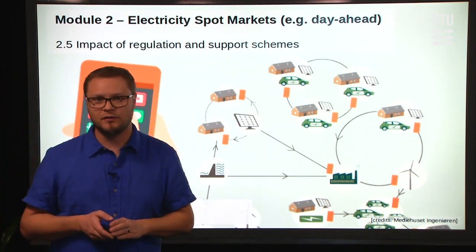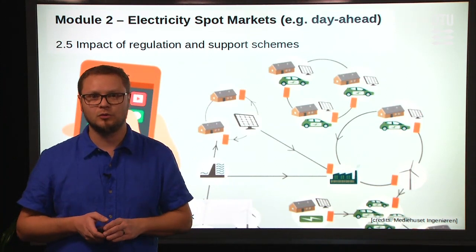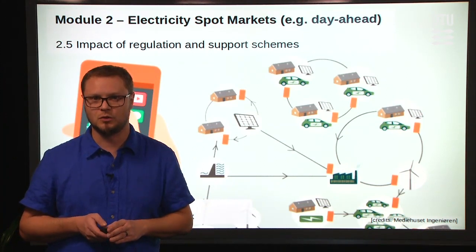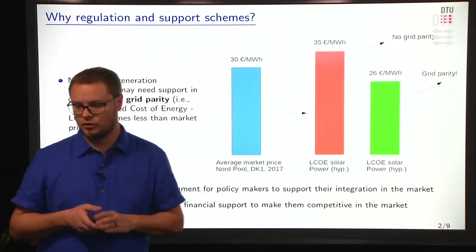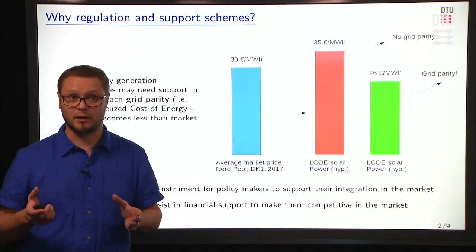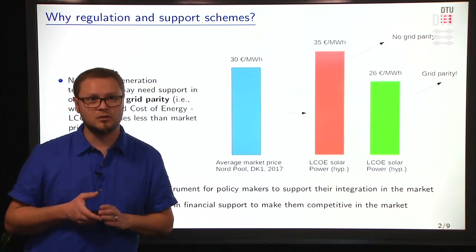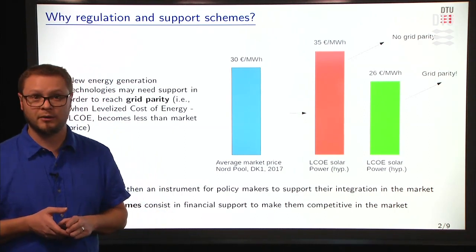Hi, we'll now finish Module 2, Electricity Spot Markets, with the fifth block, 2.5, Impact of Regulation and Support Schemes. Why regulation and support schemes? You need to think about new energy generation technologies entering the market. There, this new energy generation technology will aim at reaching grid parity.